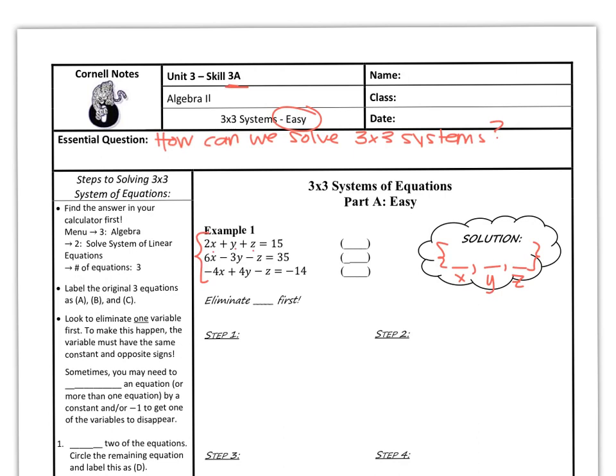So we've got our steps listed over here off to the side. The first thing you want to do is actually find the answer in your calculator. How cool and amazing is that, you could find your answer right in your calculator before you do anything? So I'm going to show you how to do that in a quick little video.